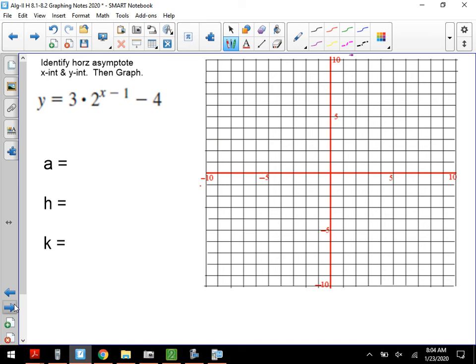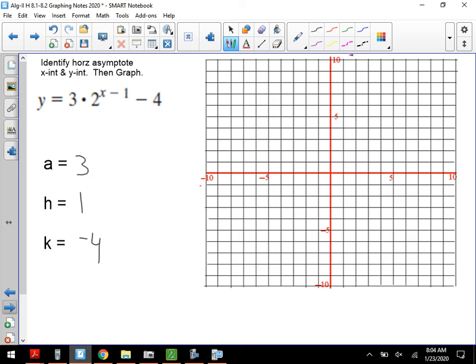So let's try this: 3 times 2 to the x minus 1, minus 4. All right. So again, what's your a value? 3. h? 1. Remember, it's x minus h. So what's your h? It's 1. What's k? Negative 4.